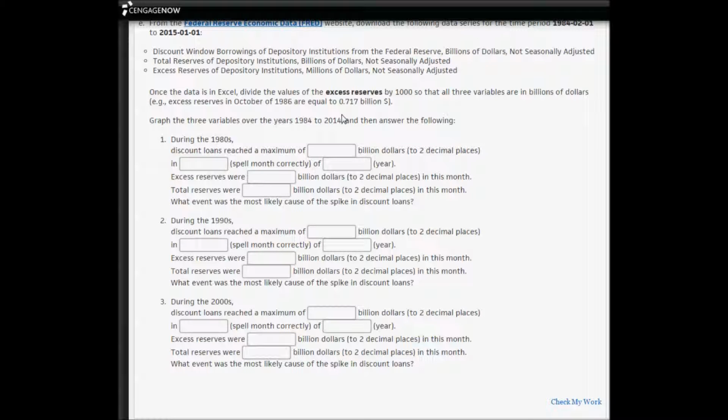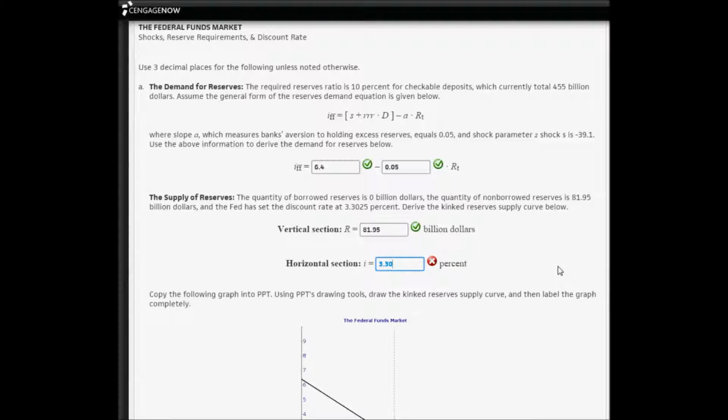I'm going to leave Part E to you guys. I'm going to check my work and I should get everything but Part E correct. I didn't get them all correct because I did not use 3 decimal place accuracy, so I'm going to go back, change all of my answers to 3 decimal places.